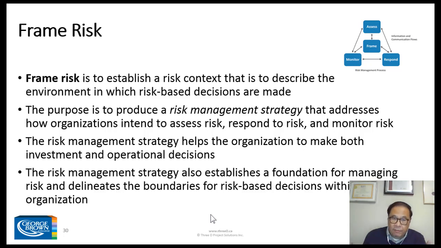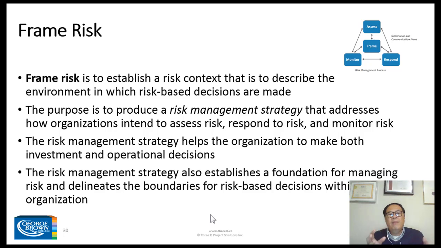The risk by itself, like a technical risk, for example, without the context, is meaningless or is not useful. Because you want to know, okay, if this technology fails, what is the implication to the company? Then you want to frame the risk: this technology is actually very important to the company because this is our competitive edge and so on. So the purpose is producing a risk management strategy that addresses how organizations intend to assess risk, respond to risk, and monitor risk. So framing risk also involves some high-level planning as well.